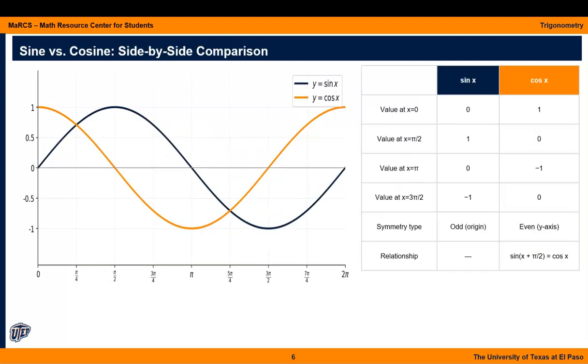Sine and cosine are closely related. In fact, cosine can be thought of as a shifted version of sine. Specifically, cosine is equal to sine shifted to the left by π/2. This means both functions have the same shape. They are just offset horizontally.